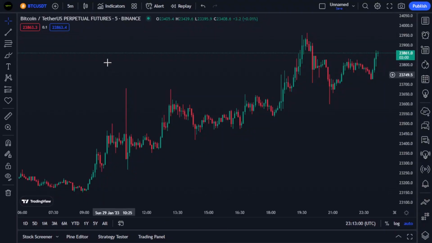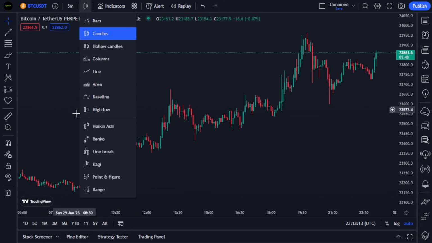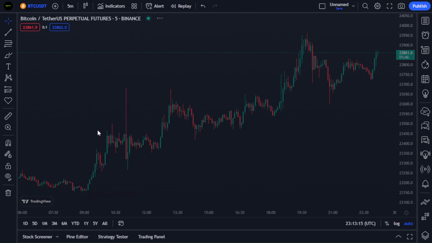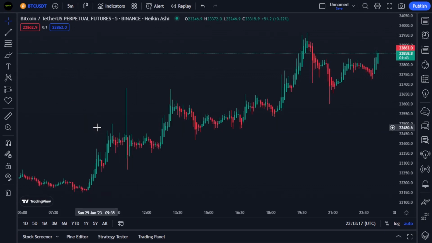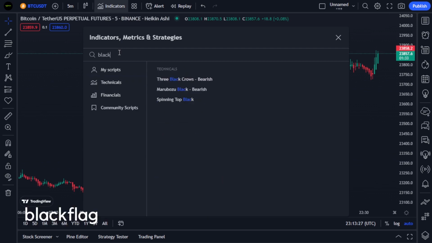We are currently looking at the price of BTC USD on a 5-minute time frame. Before we add our indicator to the charts, let's switch the candlesticks from Japanese to Heikin Ashi. Okay, for our strategy, we are going to use 3 indicators. For the first indicator, we need to type in Black Flag and select it.